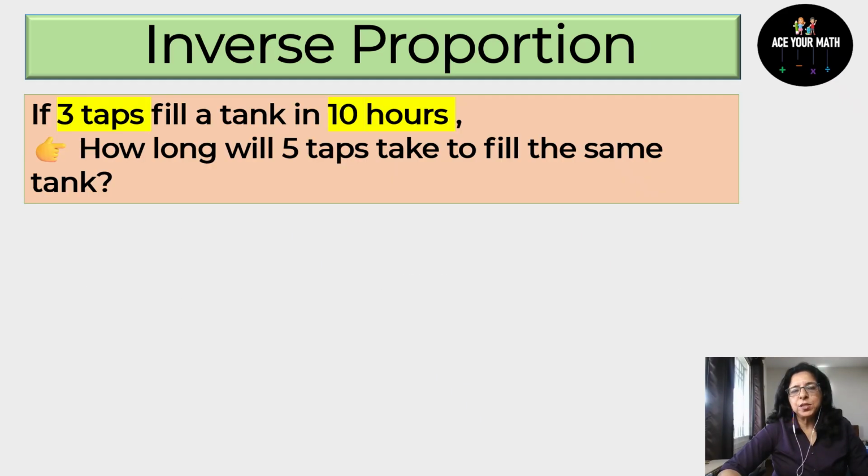And now see one more question. If 3 taps fill a tank in 10 hours, how long will 5 taps take to fill the same tank? So first of all, try to analyze whether it is a direct proportion question or an inverse proportion question. See, if the number of taps increases, it will take less time to fill a tank. It means when I'm increasing x, the y is decreasing. So it's an inverse proportion question.